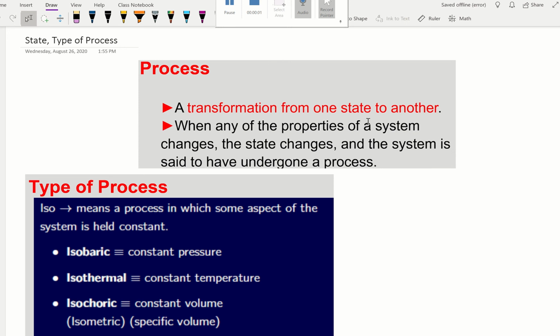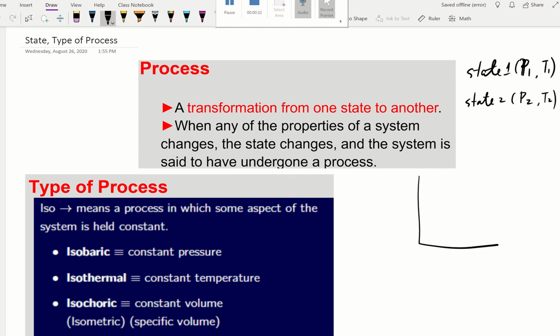Hi, in this video we're going to look at common types of processes in thermodynamics. A process describes the transformation from one state to another. For example, I have state 1 that has one particular pressure, P1, and T1. Realize those are intensive properties, right? They do not change with the mass. And then state 2 might be a completely different pressure and temperature.